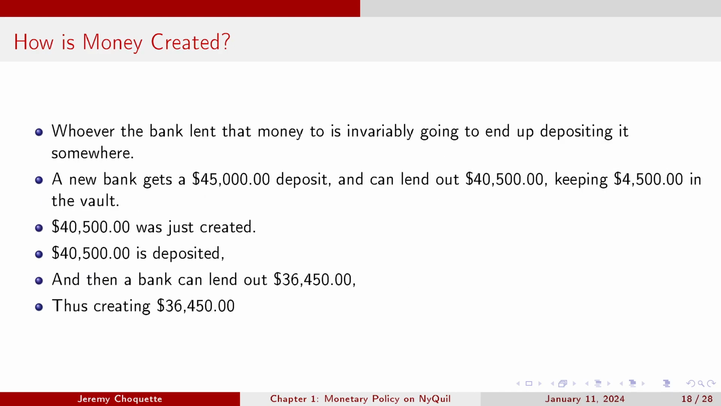So whoever that bank lent the money to is going to end up depositing it somewhere else when they buy a bunch of stuff. So let's say some other bank gets a $45,000 deposit. They can lend out $40,500, keeping $4,500 for themselves. Well, now $40,500 was just created. Then it gets deposited somewhere. And that bank can then lend out $36,450, thus creating $36,450.